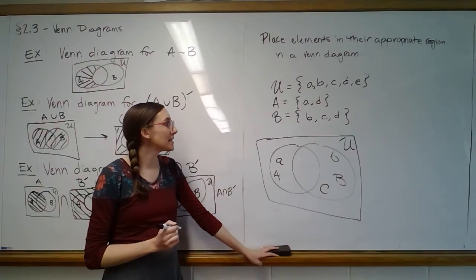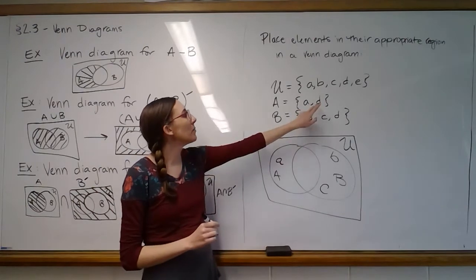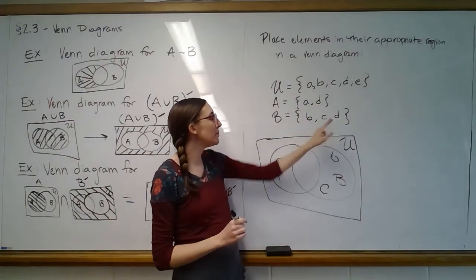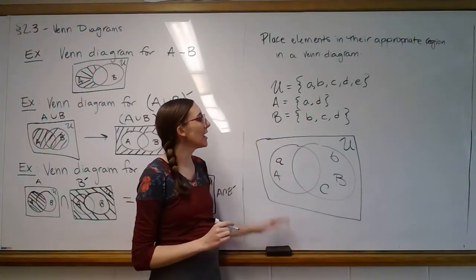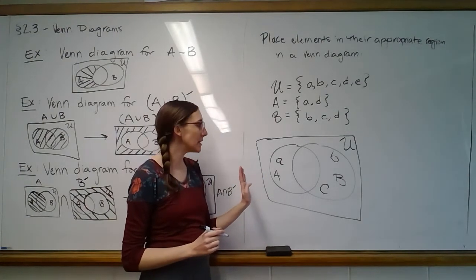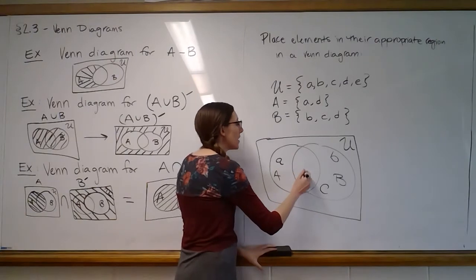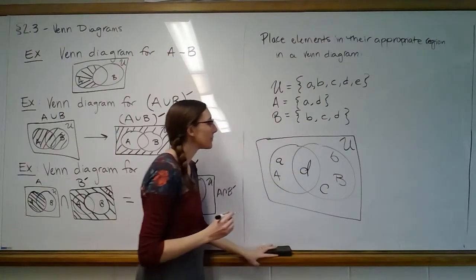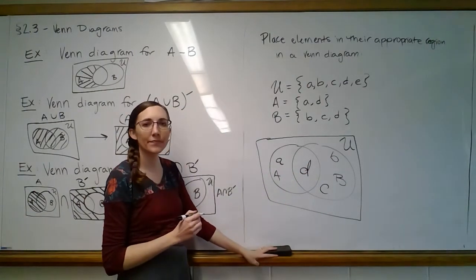Taking a look at our next element D. D is in both A and B. So we need to find a region that's inside of A and inside of B. It's in the overlap between the two. So that's going to fit right here, element D.